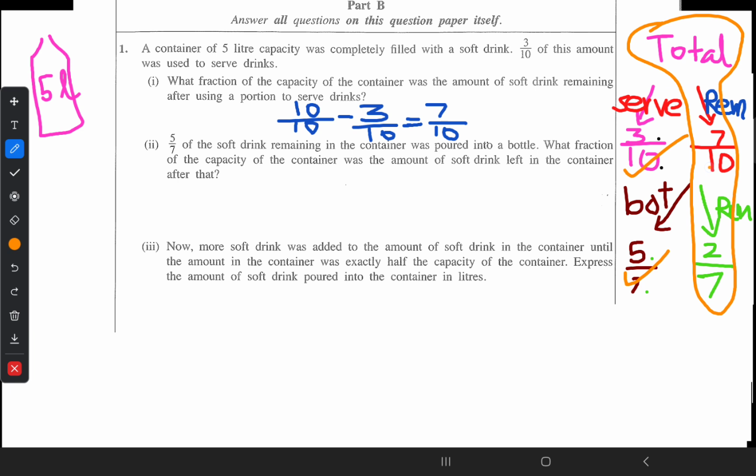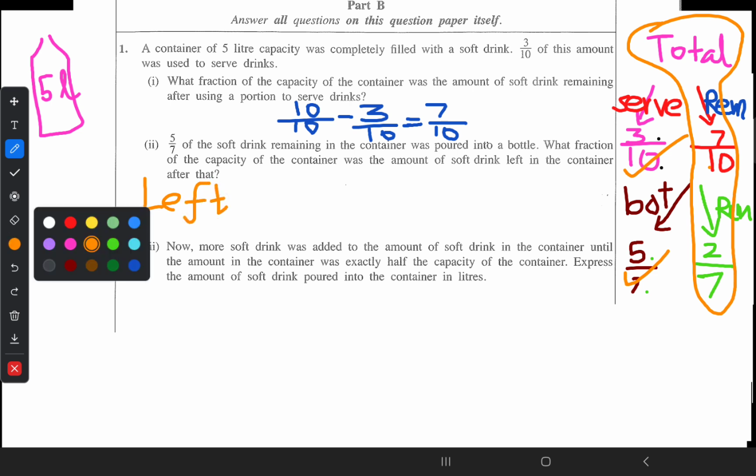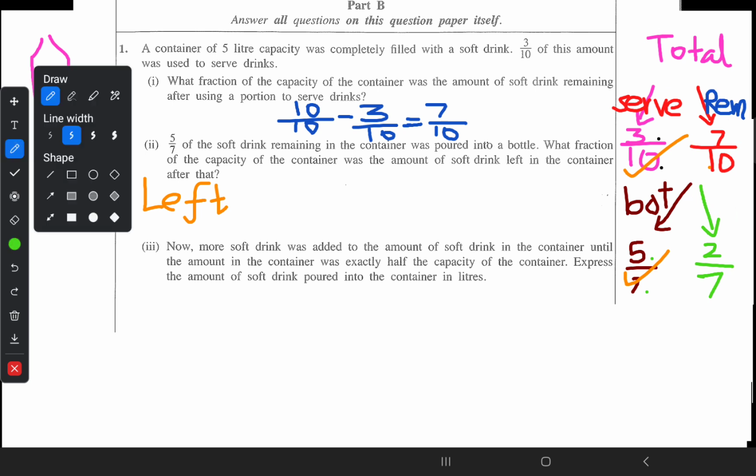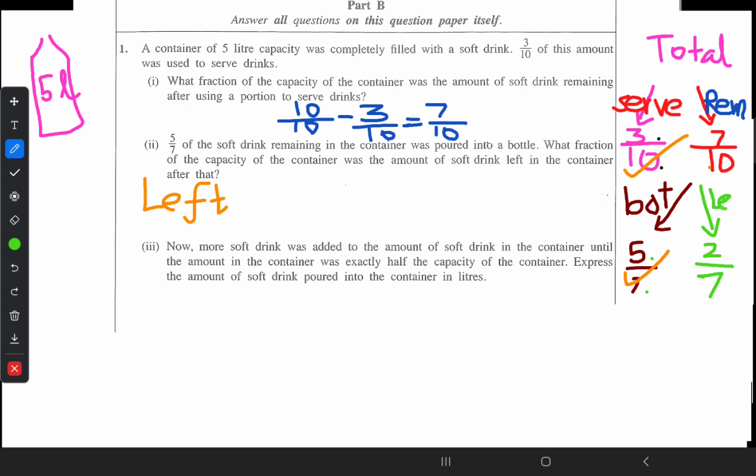From total to this remaining, from this remaining, the amount of remaining furthermore. So to find that one, fraction of the container. I'll use the word left. There is an amount of remaining. After that, from that, some portion was poured into a bottle. Then after, there is a left. There is some amount of soft drink left in that container. That was this. They are asking this one with respect to the total fraction.